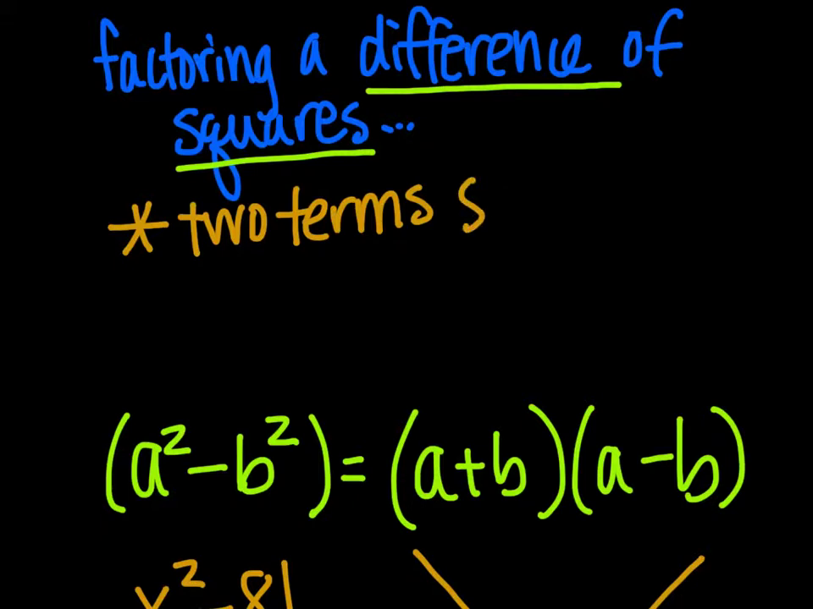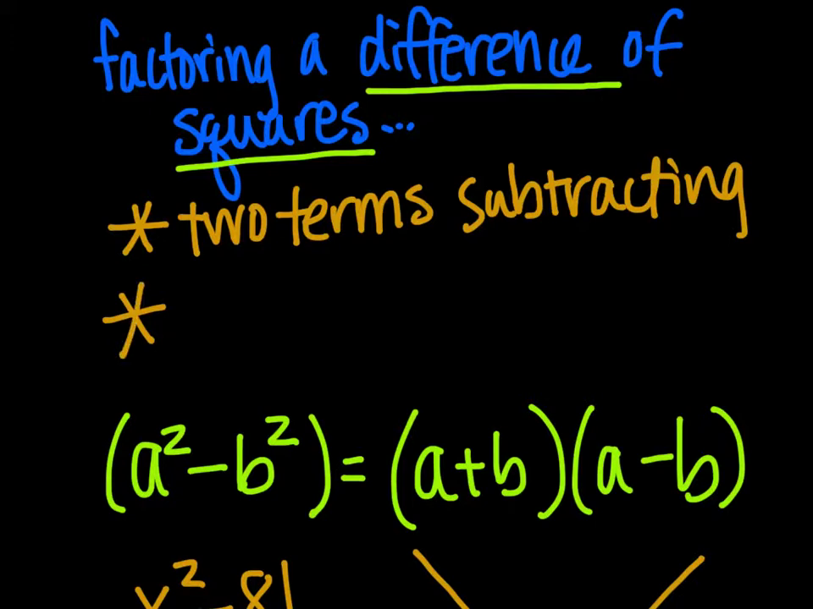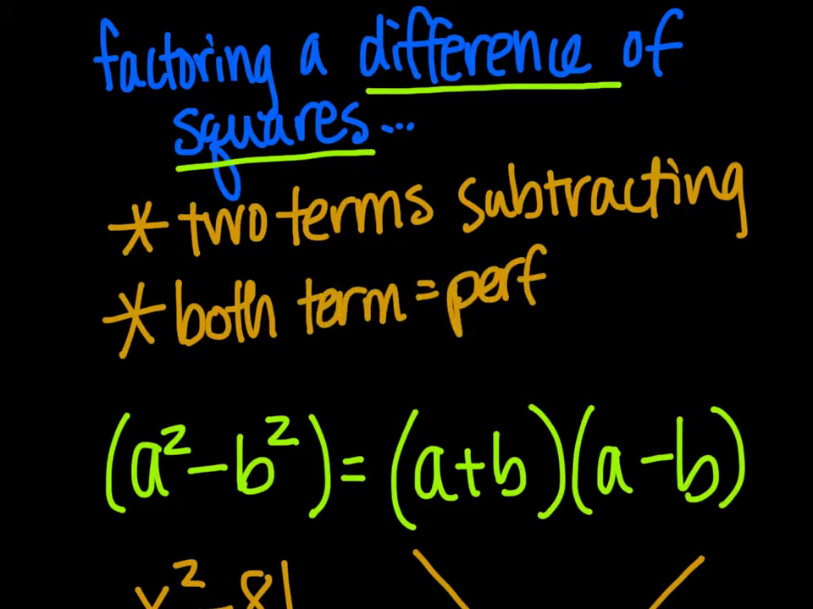That are subtracting. So one term needs to be subtracted from the other. The other factor that we need to pay attention to is both terms need to be perfect squares. Both terms need to be perfect squares.